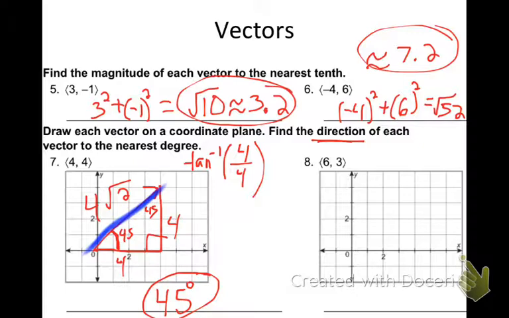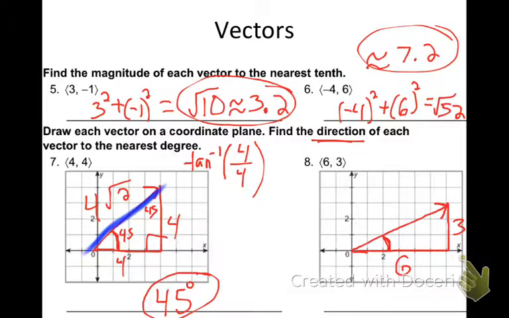Number 8. I want to find the direction. 6, 3. So I'm going to go over 6 and up 3. And I have my vector here. I have 6 and I have 3. And I want to find the direction there. I want to find that angle.